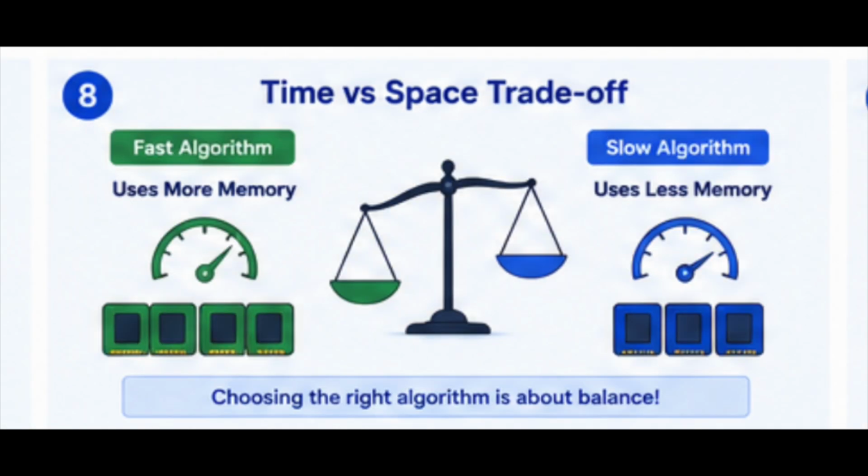Sometimes making an algorithm faster requires more memory. Imagine storing previously calculated results in a map. Next time, instead of calculating everything again, you simply read the stored value. The program becomes faster, but now you are storing extra data in memory. This is called a time-space trade-off. Developers constantly make these decisions. Would you rather save time or save memory? The answer depends on the application and the requirement.